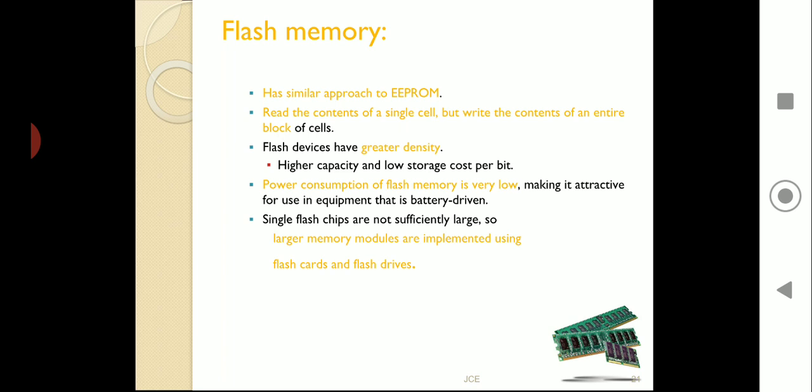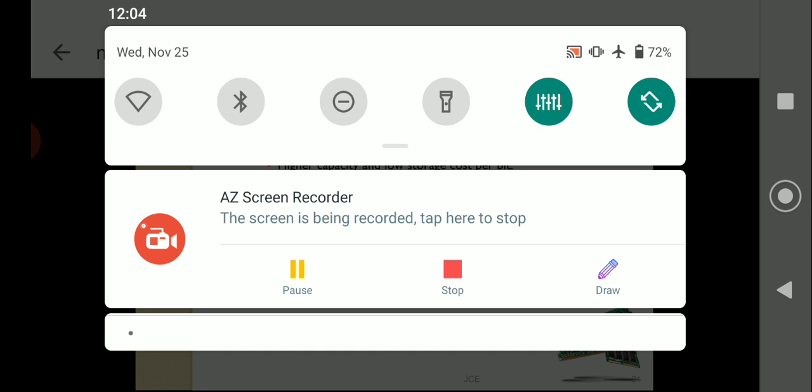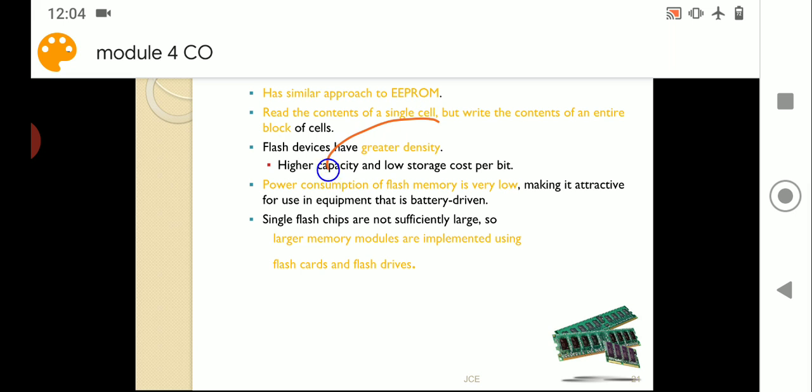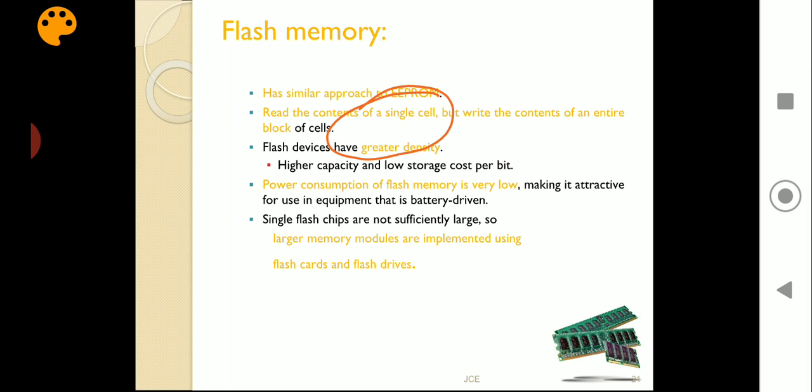Now, another major thing is that all flash devices have higher density, which leads to low cost per bit and larger capacity. Since it has a greater density, the advantage of this greater density is that it will give you less cost and also larger capacity. So this could be easily obtained.